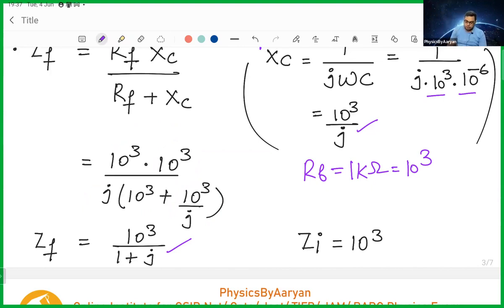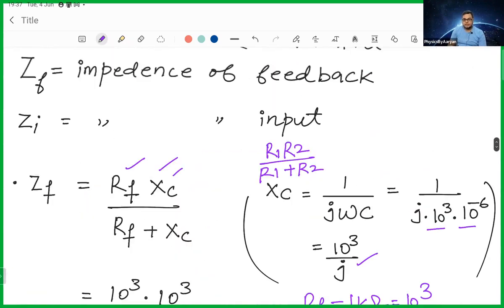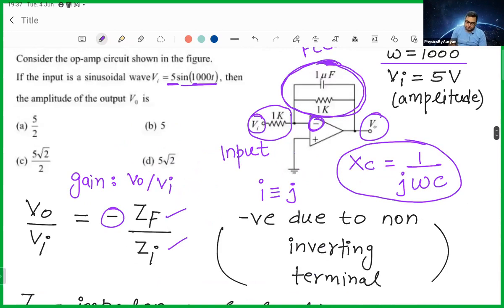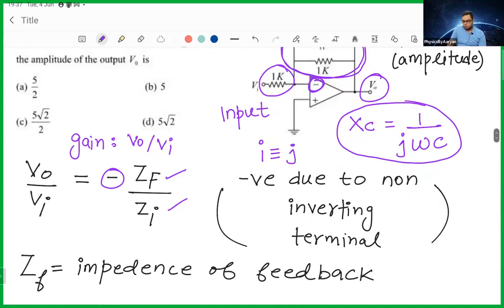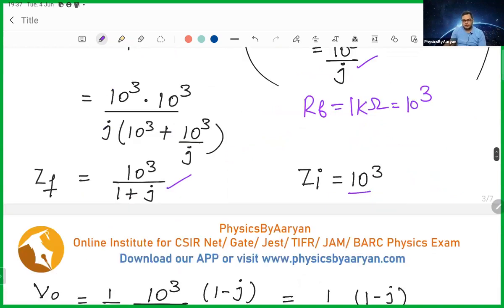Now let's talk about the input impedance. Okay. So in input, if you carefully see, there is only one resistor, nothing else, just one resistor. So my input impedance is just 10 to power 3. Okay. And now I can find my gain.